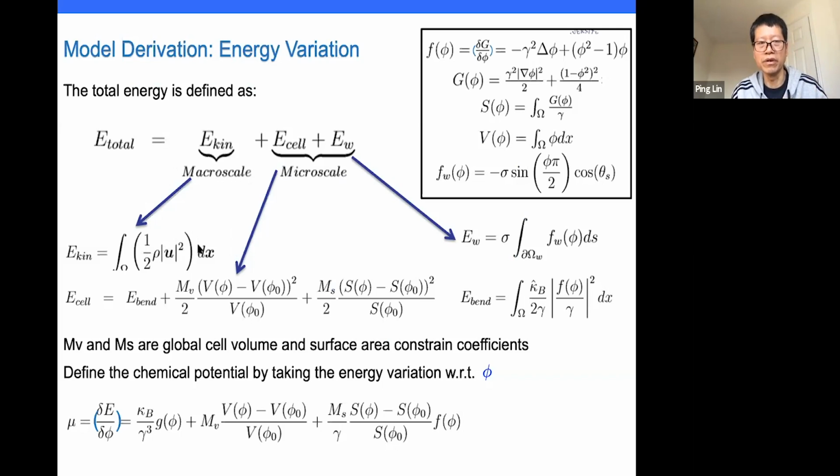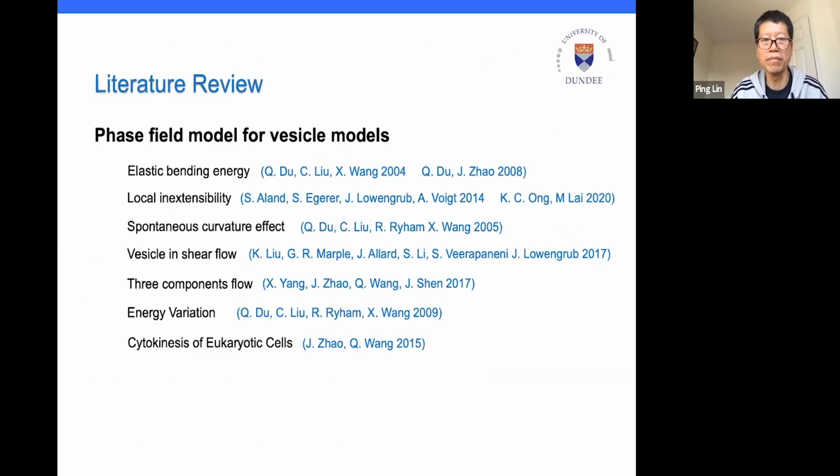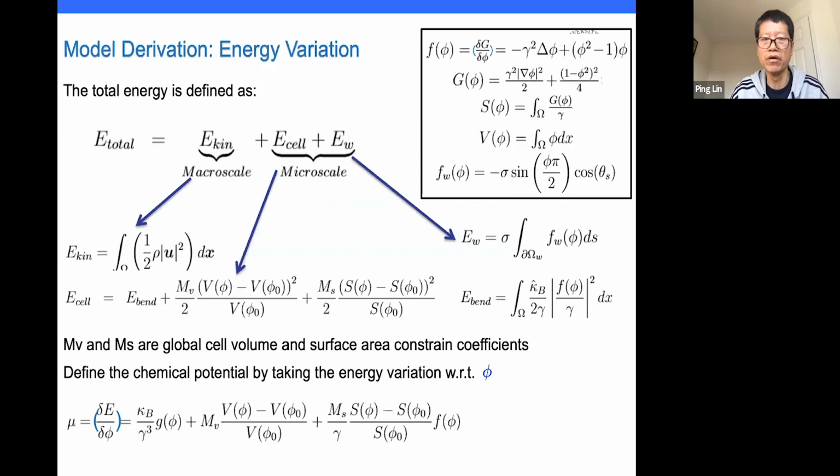It's important in the previous derivation of the models, but now the total energy is a little bit different from what we had for the fluid model before. Now you have something, but these are taken from previous work, for example by Changdu, Chen Liu, and Wang Huaxiong. For example, they have this kind of energy written before.